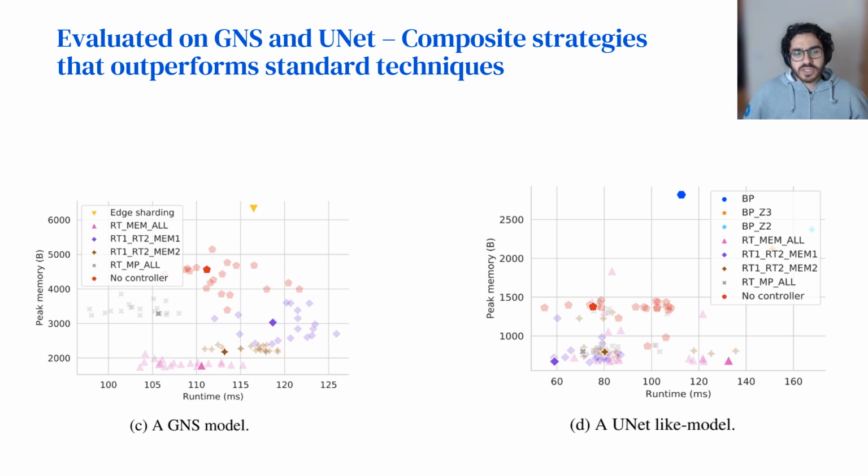Similarly, we found that on GNS and UNet, our automatic partitioner is able to discover very interesting strategies that are non-conventional, in the sense that if we simply apply batch parallelism, or batch parallelism and ZeRO, we do not find as performant a partitioning strategy as the one our automatic partitioner is able to discover by using the composite strategies encoded.